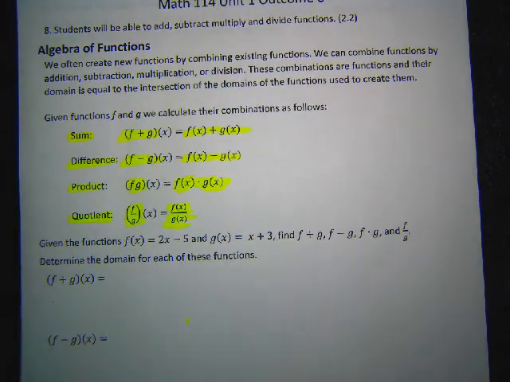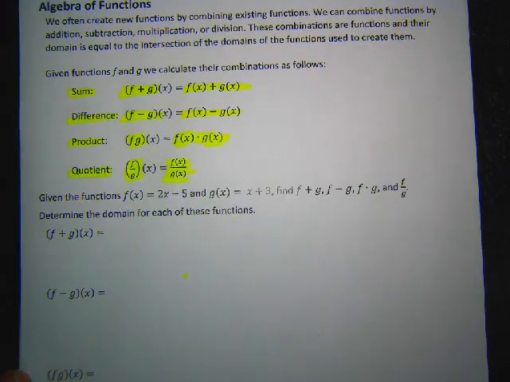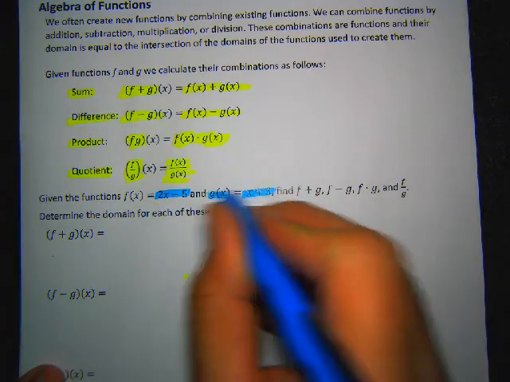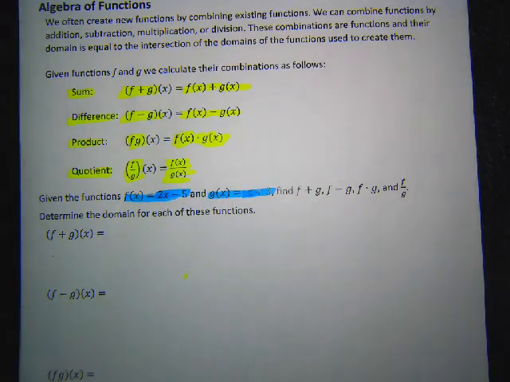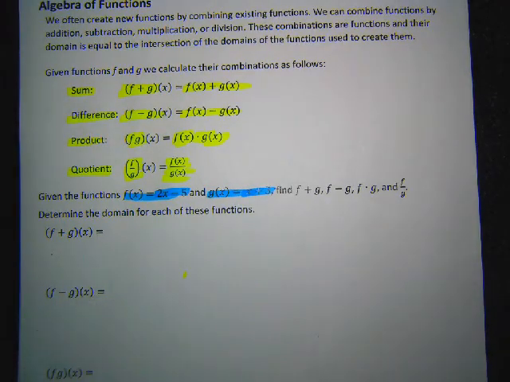So let's start off by taking and doing this with a couple functions. They're going to give us these two functions here. First function is 2x minus 5. The other one is x plus 3. So that's my g function, and this is my f function. And we're going to go through and we're going to add, subtract, multiply, and divide those functions.